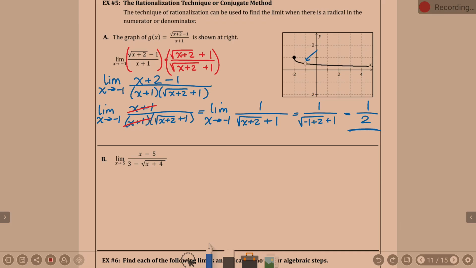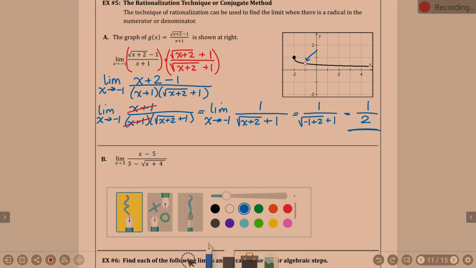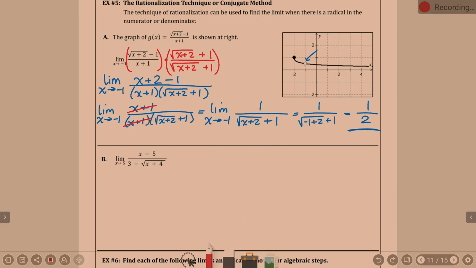Okay. B is very similar. Tell me what you would multiply by; I'm not going to actually work the problem out. This time the problem is the denominator rather than the numerator, but it could be either. That's where the square root is, it's the problem. When we do this rationalization, it's usually with square roots, and you want to get rid of the square root. So you're going to multiply by 3 plus square root of x plus 4.